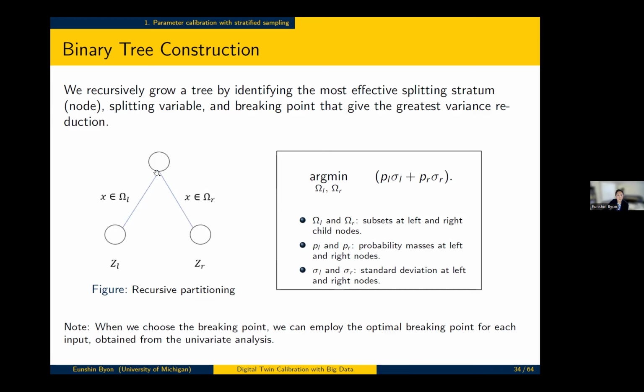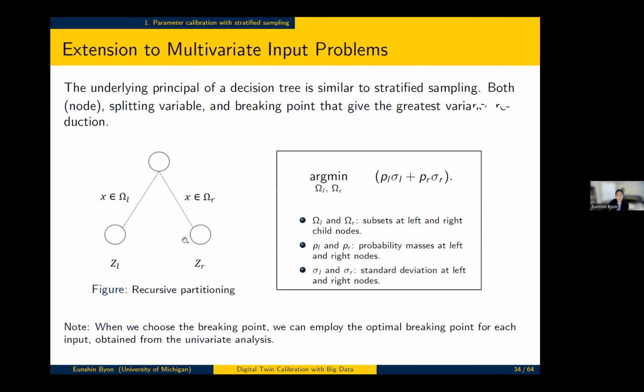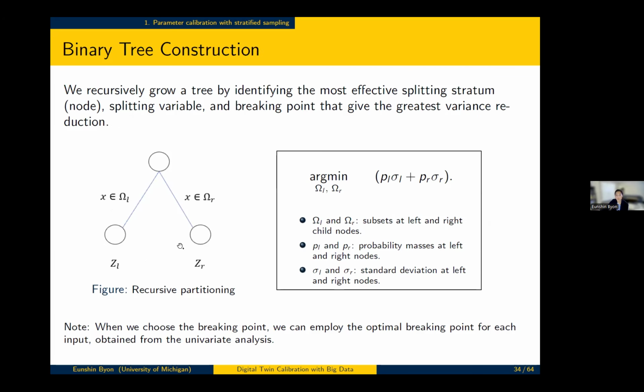And the important part is, suppose this is the node we want to break, okay? We need to decide the breaking variable, x1, x2, or x3. And at each xi, we need to decide the breaking points. To decide the breaking points, we use the result from this univariate analysis. So we apply this univariate analysis result at each node to decide the breaking points. And we choose the node, breaking variable, and breaking points that reduce the variance the most.